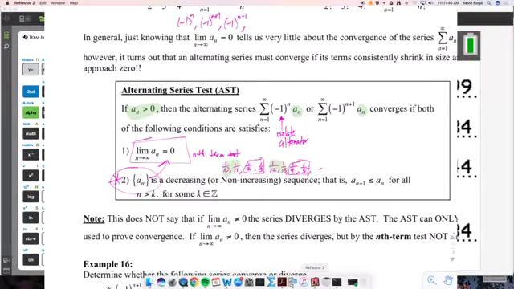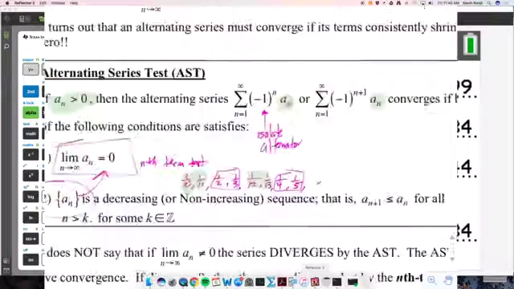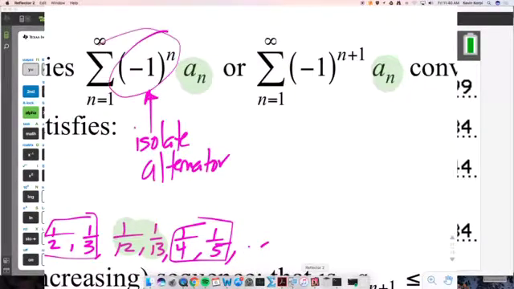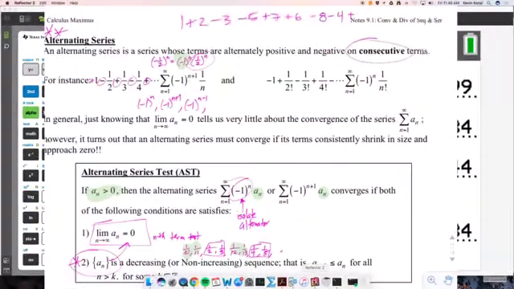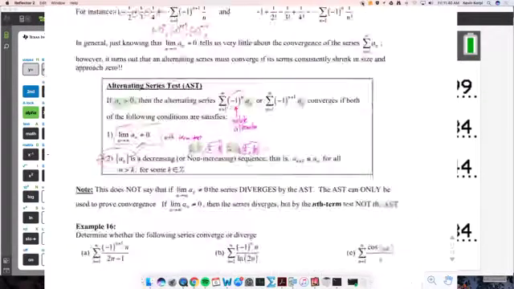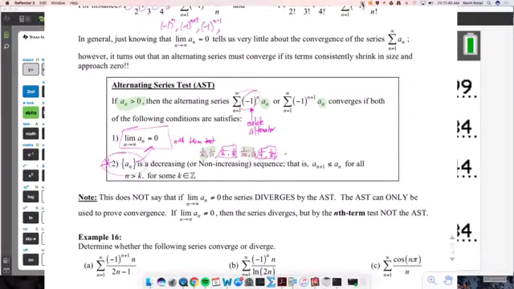99.9% of the time, if the limit as n goes to infinity is 0, the terms are going to be decreasing forever beyond that point. If those two things pass, then in the presence of an alternator, the series will converge. So it's almost like the nth term test for convergence, almost, in the presence of an alternator. Okay? We'll stop right there and we'll look at some examples on Monday starting.